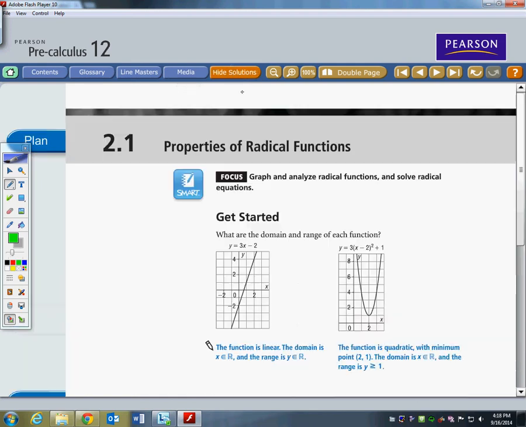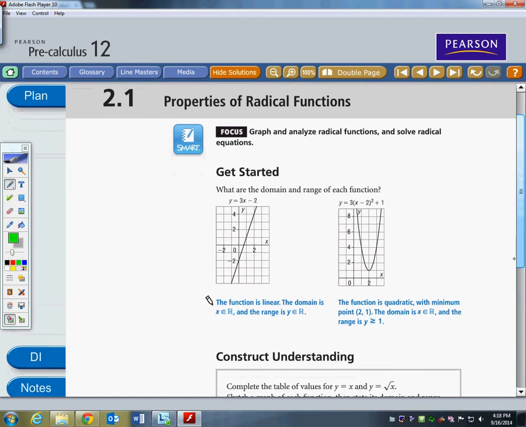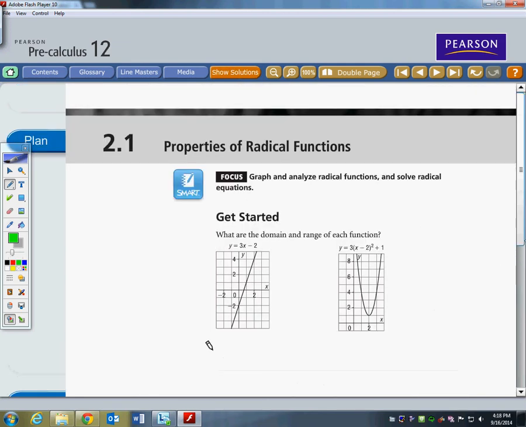So if I click on Show Solutions, you can see the way they do their notation. The x is a member of the set of real numbers, y is a member of the real numbers. Here the function's quadratic with a minimum of 1, so the domain is all real numbers and the range is greater than or equal to 1. Let's go to the bottom.